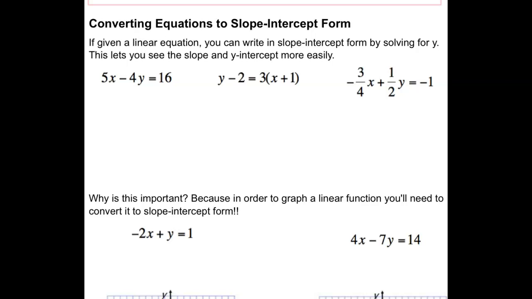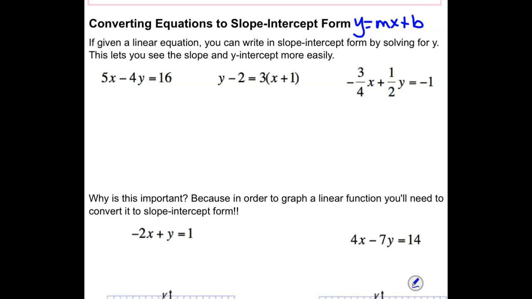So yesterday we talked about slope-intercept form, which was y equals mx plus b. Today we're going to look at converting equations into that form. Given a linear equation, we can always write it in slope-intercept form by solving for y. This lets you see the slope and y-intercept more easily. Makes it very easy to graph it.